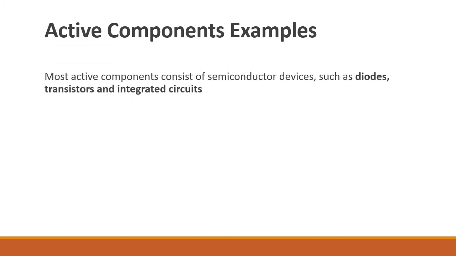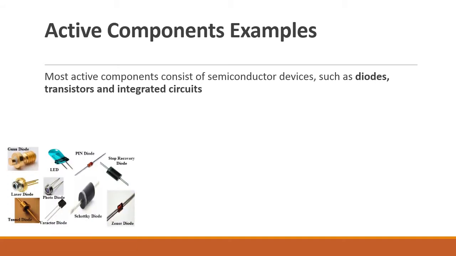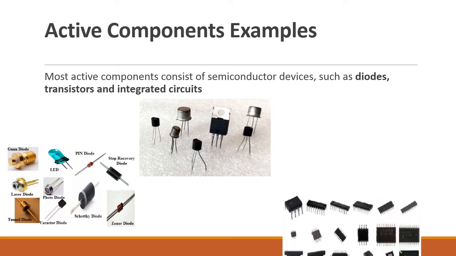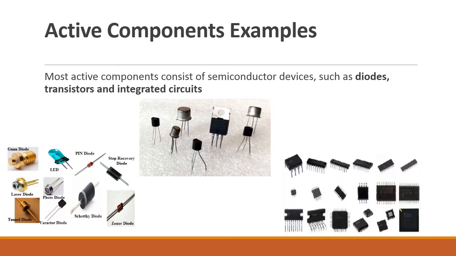Most active components consist of semiconductor devices such as diodes, transistors and integrated circuits, meaning ICs. The examples of active components are diodes, transistors and integrated circuits. Now we will go for applications of active components.